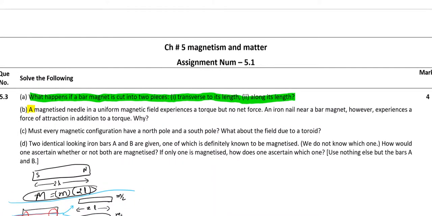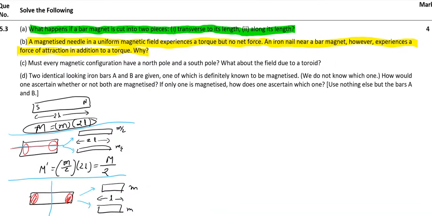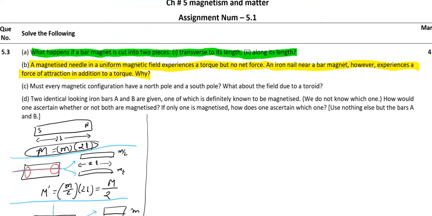Second question: a magnetized needle in a uniform magnetic field experiences a torque but no net force. An iron nail near a bar magnet, however, experiences a force of attraction in addition to torque. Why? This is a bit tricky question. Understand the situation. We are talking about two different situations. In the first situation, we have a magnetized needle in a uniform magnetic field.